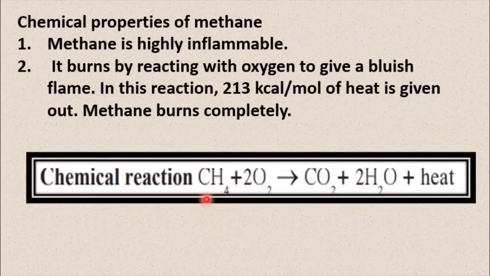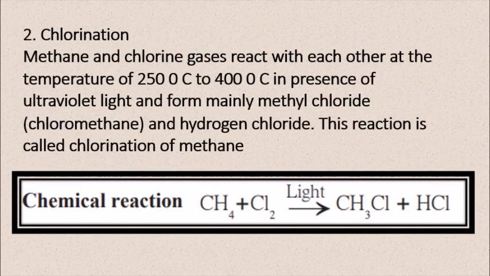Now methane gas, when it reacts with oxygen, gives carbon dioxide and heat. Whenever it burns in the presence of oxygen, a bluish flame is given because it is highly inflammable and it burns completely. So this is the reason why methane gas is used in biogas plants. Now methane also reacts with chlorine gas, and this is called chlorination.